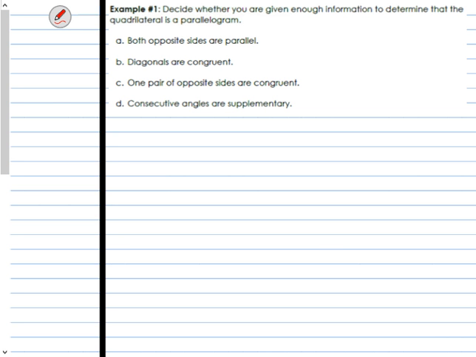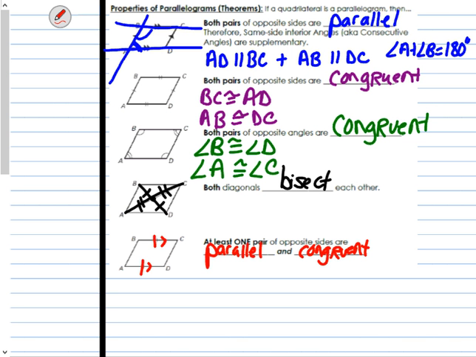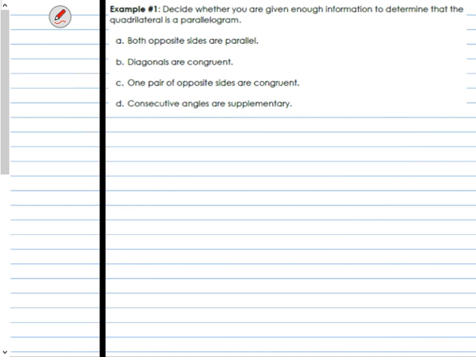So example 1, decide whether you are given enough information to determine that the quadrilateral is a parallelogram. Letter A, both pairs of opposite sides are parallel. My apologies, that should say both pairs of opposite sides are parallel. Let's look back at our properties. The first property says both pairs of opposite sides are parallel. So yes, we have enough information to say that this is a parallelogram.